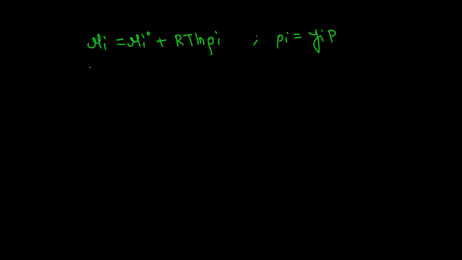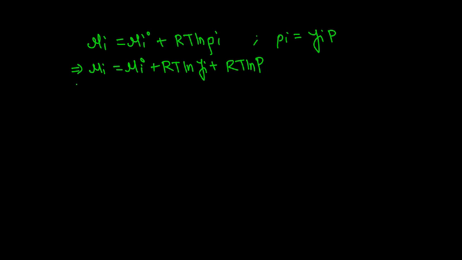In liquid mixtures, we would use Xi for the mole fraction. So I can write this as mu i equals mu i naught plus RT ln Yi plus RT ln P. I have used the definition Pi equals Yi times P.